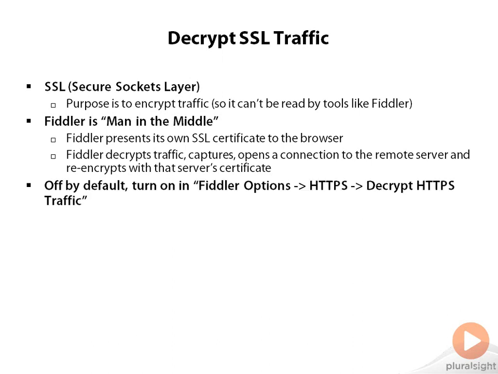It's off by default. You turn it on with Fiddler options, and you go into the HTTPS tab and say you want to decrypt HTTPS traffic. At that point, Fiddler is going to create its own SSL certificate.